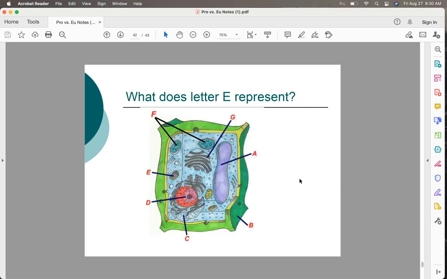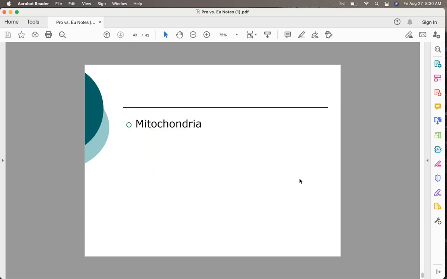What does letter E represent? Letter E, to me, looks kind of like a little bean with a squiggle in the middle. Okay, that is our mitochondria. That's the powerhouse of the cell because it creates energy for the cell.